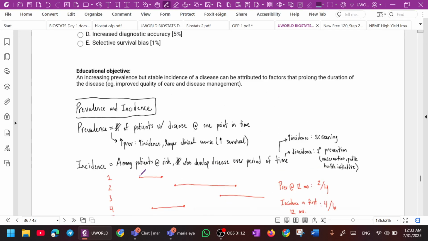And increasing prevalence but stable incidence of a disease can be attributed to factors that prolong the duration of the disease, improve quality of care, and the disease management. Okay, make sense? Yes. Okay.